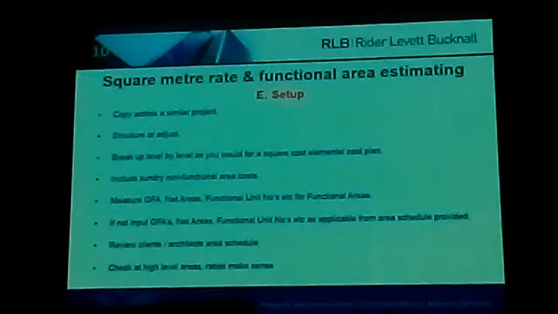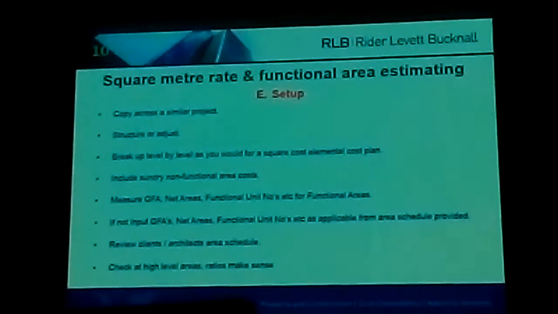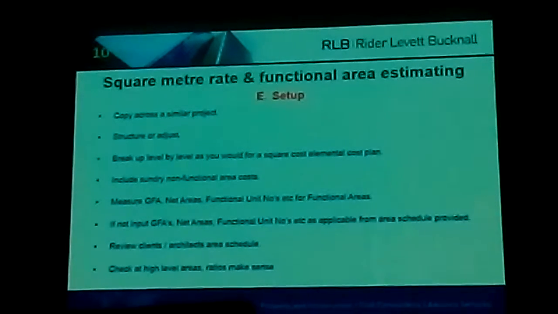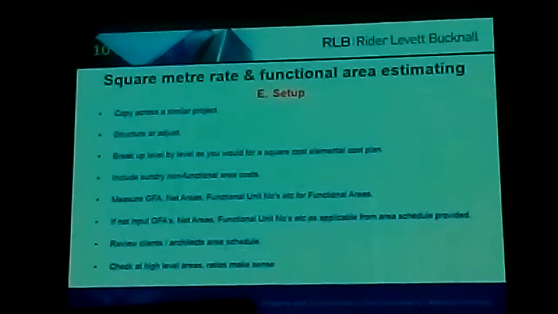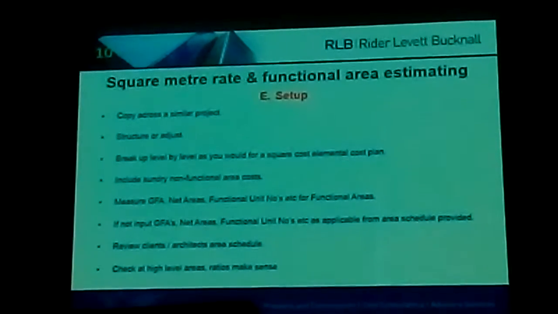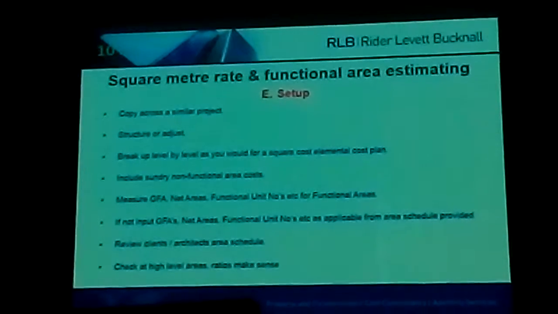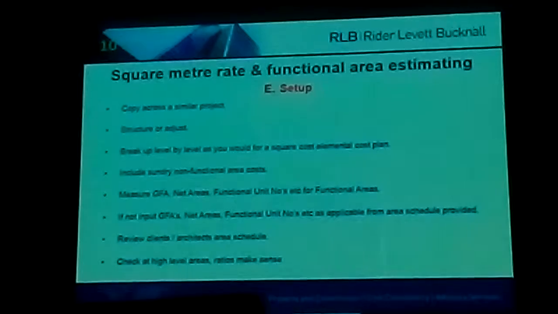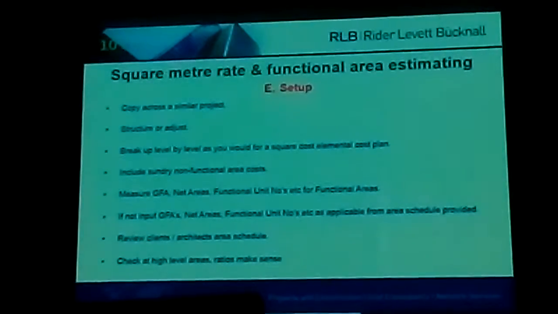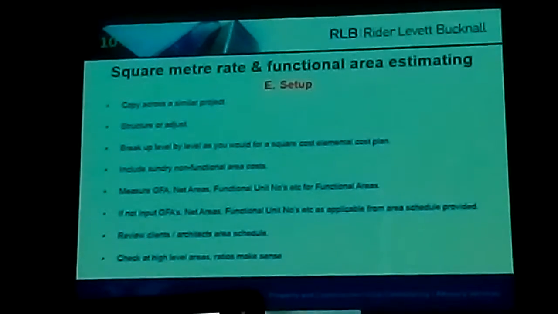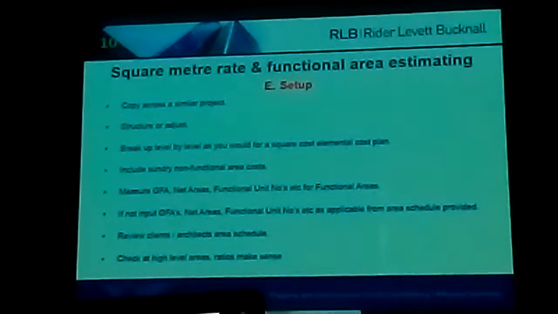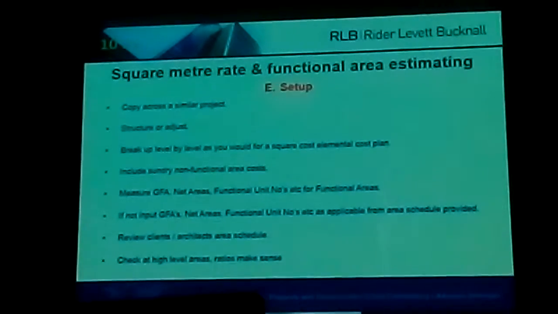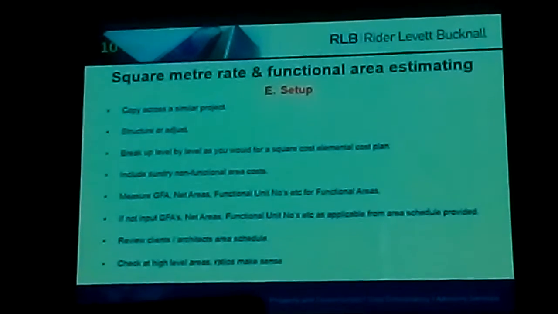You can then check high-level ratios, areas are comparable to similar projects and make sense. Metres squared per car park, net versus gross areas for efficiency, average unit size per apartment, and the percentage of plant area. If required, adjust areas and alert the client of the adjustments. It's also a good time to issue an area schedule which will form the basis of your estimate to the client.